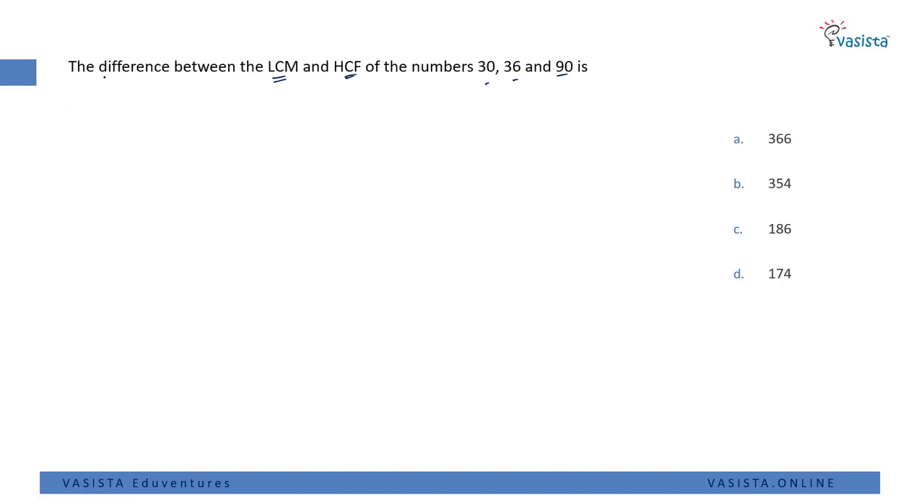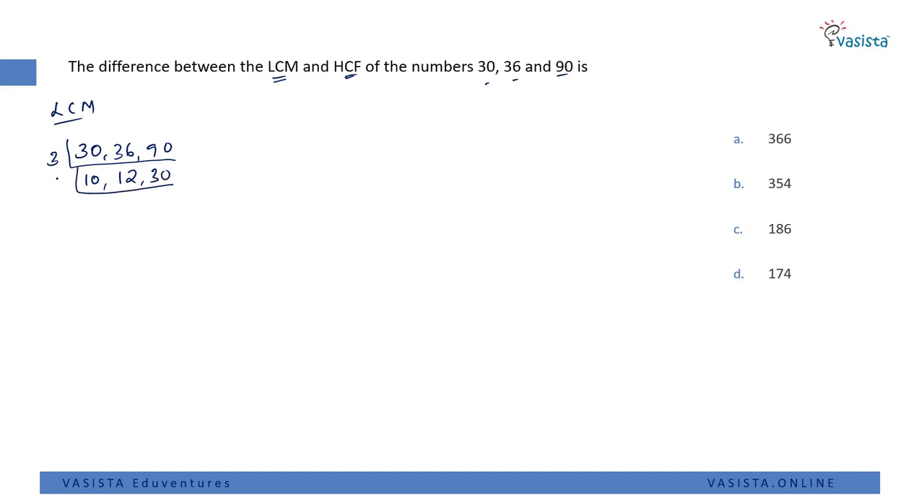Let me start working with the LCM. You know how to find the LCM by the division method. That is going to be 30, 36 and 90. Let us start working on it. So here, 3 10s are 30, 3 12s are 36, 3 30s are 90.